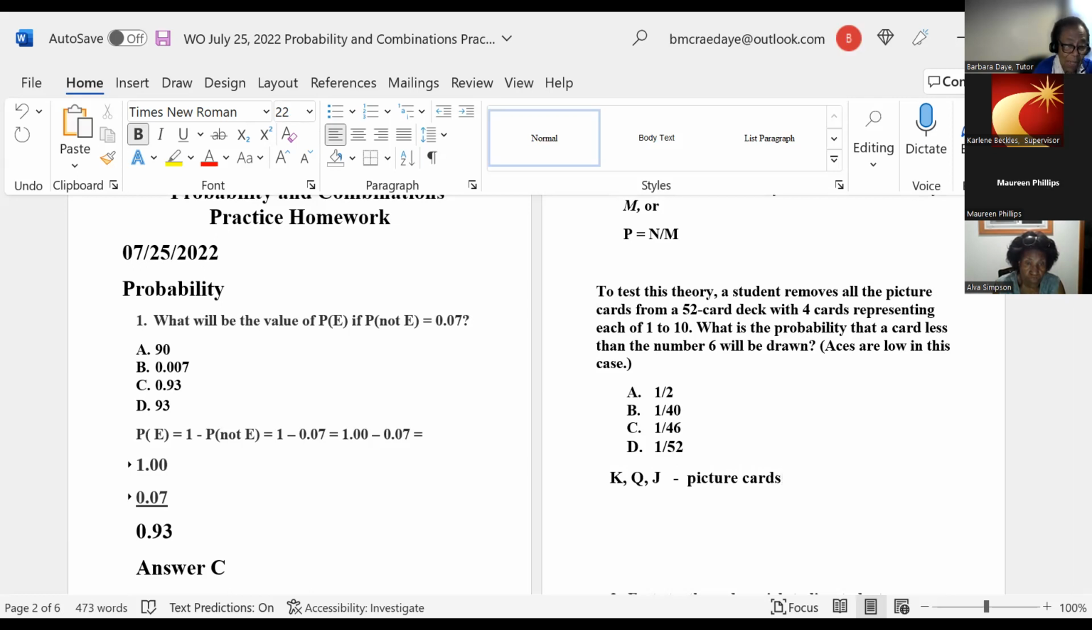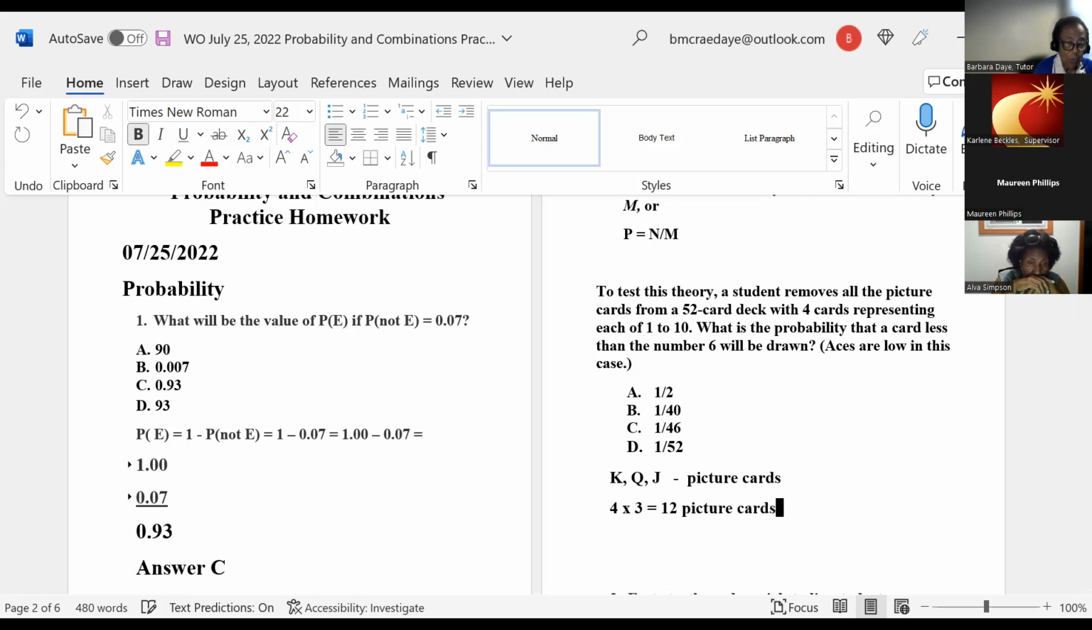Now, how many of these picture cards are in a 52 card deck? 12. That's right, 12, because you have clubs, spades, diamonds and hearts. So you have 4 times 3 equals 12 picture cards.